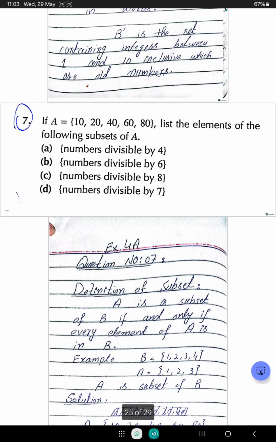Next question: if A contains the elements 10, 20, 40, 60, 80, list the elements of the following subsets of A. First, the subset of numbers divisible by 4; then numbers divisible by 6; numbers divisible by 8; and numbers divisible by 7, all taken from the elements present in set A.